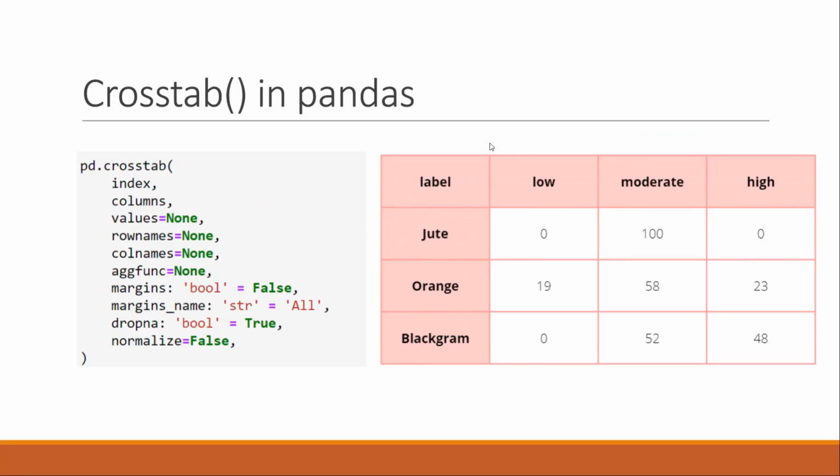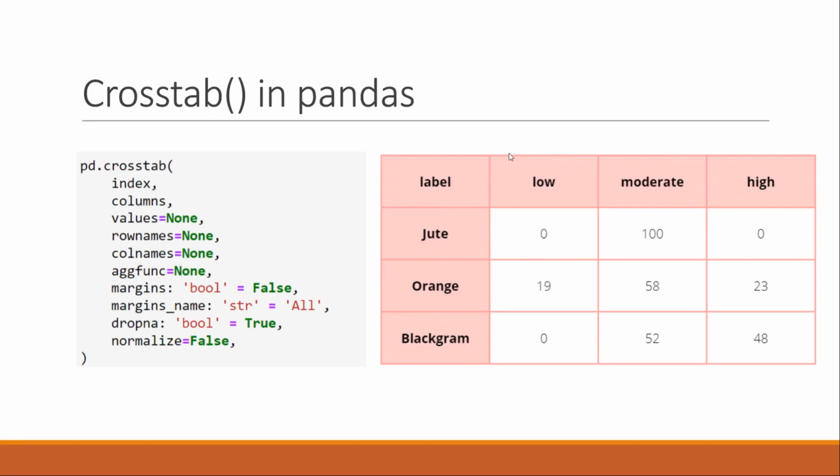Group by can be applied on a large number of columns, but cross-tab is limited to a few columns only. Ideally, you should use cross-tab for 2 to 3 columns in order to get better results. The definition for cross-tab is that it computes a simple cross-tabulation of 2 or more factors. By default, it computes a frequency table of the factors unless an array of values and an aggregation function are passed. So it is similar to the pivot table, but it is much faster than that because it has an optimized algorithm. So in this example, we have calculated which crop can be grown in what kind of atmosphere or in what kind of temperature.